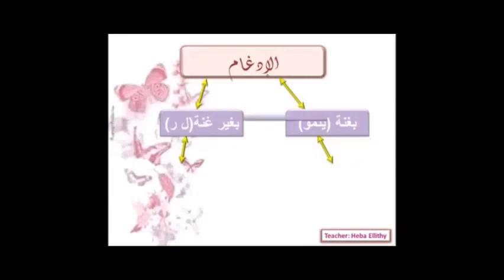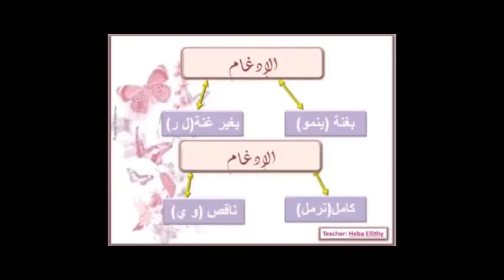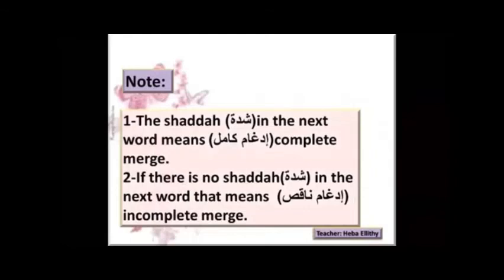Another kind of إدغام, we have إدغام كامل, complete إدغام with letters normal. Incomplete إدغام ناقص with letters واو and ياء. My sign to know the إدغام كامل or ناقص. Number one, the shadda in the next word means إدغام كامل, complete merge. If there is no shadda in the next word, that means إدغام ناقص, incomplete merge. This is again very details. It's kind of advanced class.